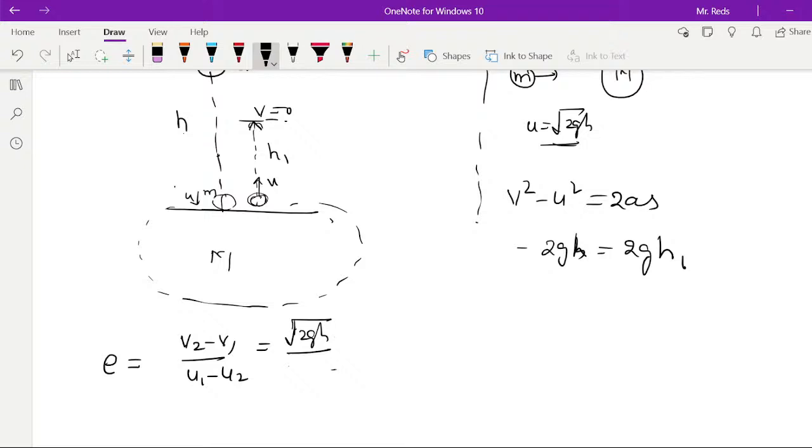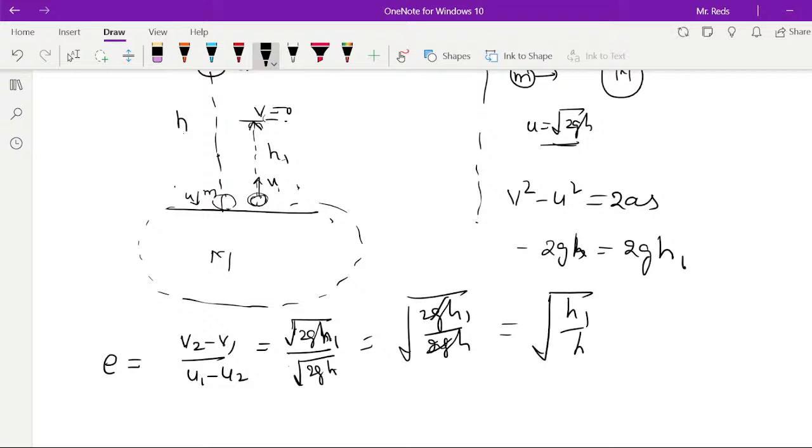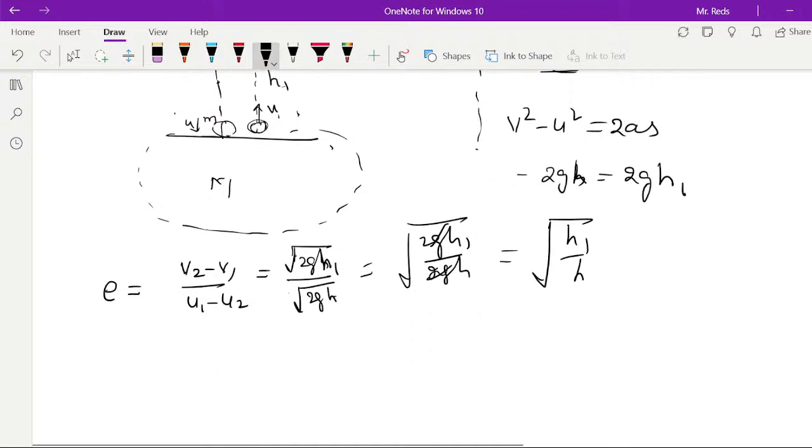So the final velocity of this is 0. The final velocity after collision can be taken as the velocity reached by this after coming back, which is equal to root 2gh1, and the approach velocity will be root 2gh. So we can take it as the square root of 2gh1 by 2gh. 2g cancels, and we get square root of h1 by h is e. If you square both sides, we get e square is equal to h1 by h.